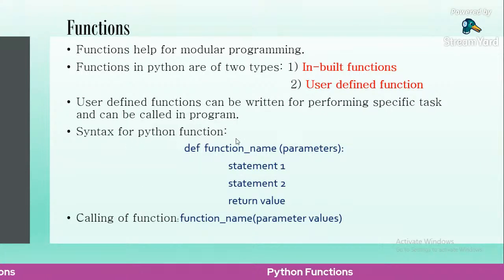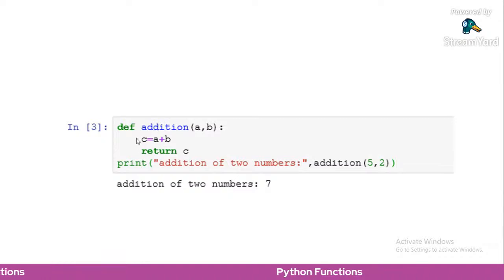This is the syntax or definition of the function. To call the function, you write the function name and pass the parameter values. One example here: def, then addition is the name of the function. Those are the parameters a, b, and colon. Then in the definition I have written c is equal to a plus b, return c. Now I have taken the print function, print addition of two numbers, and I have called the function addition by passing the values 5 and 2.